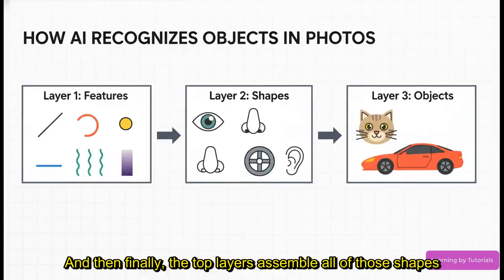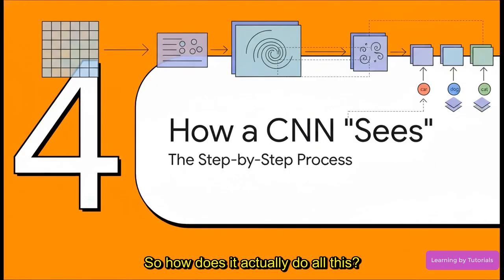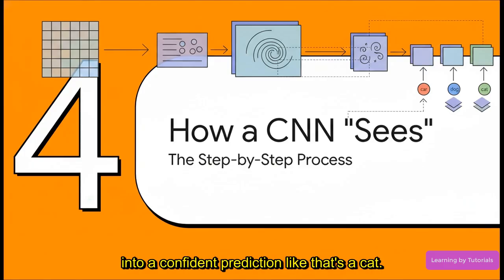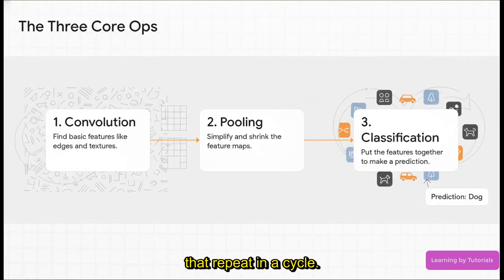And then finally, the top layers assemble all of those shapes to recognize the entire object, like a cat's face. So how does it actually do all this? Let's break down the step-by-step process of how a CNN turns that massive grid of numbers into a confident prediction, like, that's a cat.